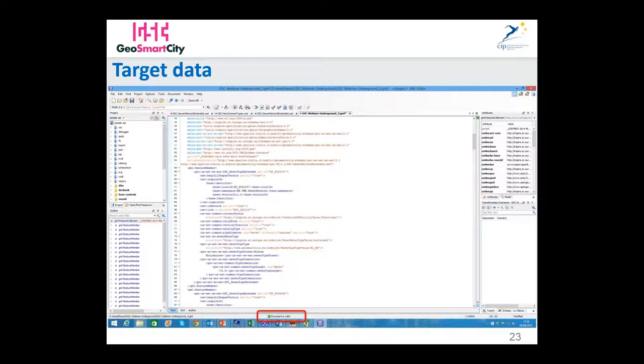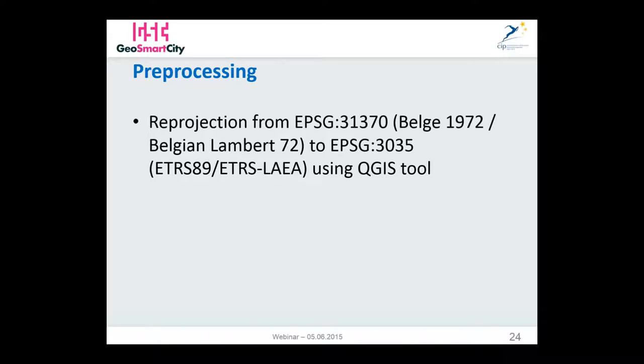The target data model, as we already said, is the sewer network extended data model of the GeoSmartCity project. In the end, we'll find a GML file containing our data transformed according to the XSD we have just specified, that is the GSC target data model. And we will see in the end that we obtained a valid GML file.